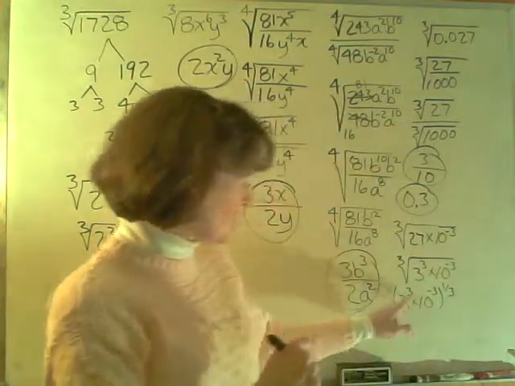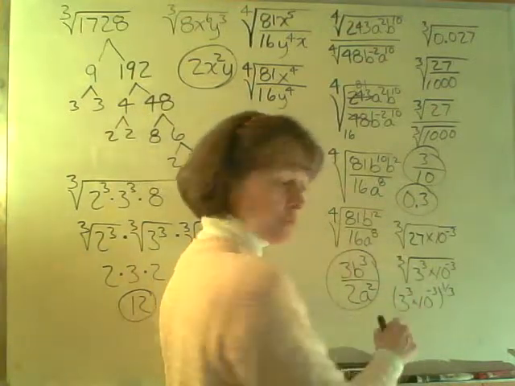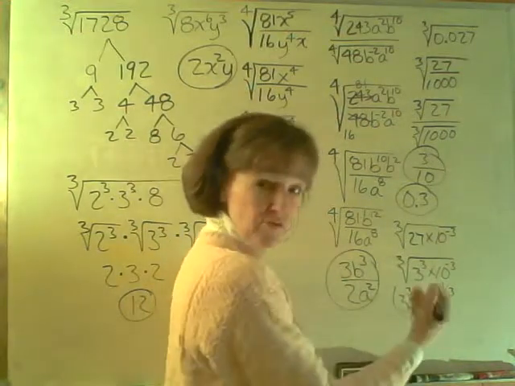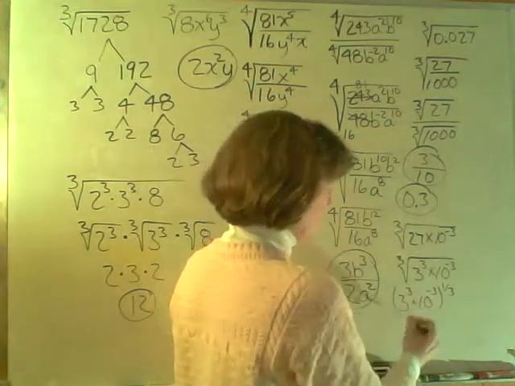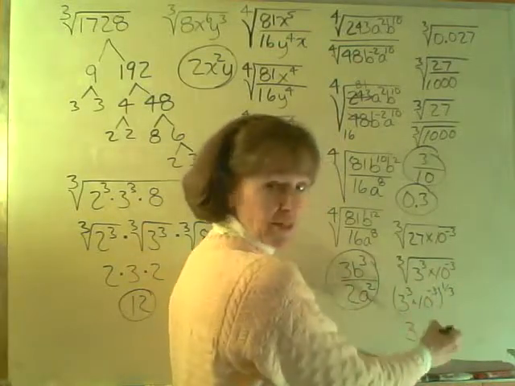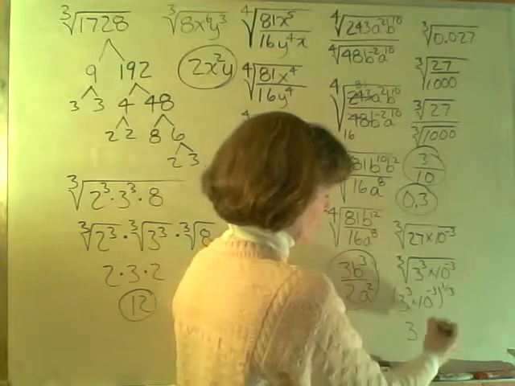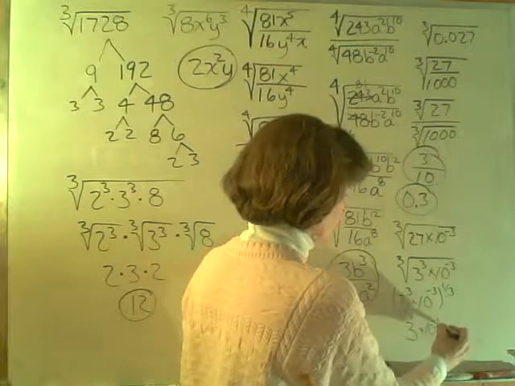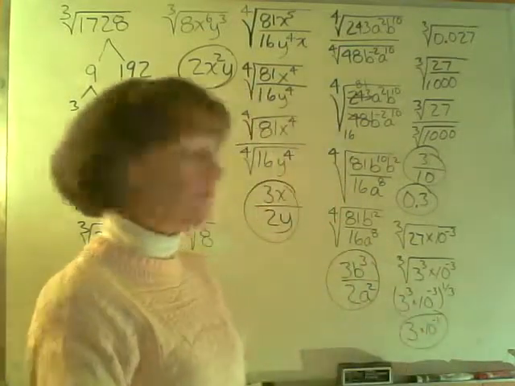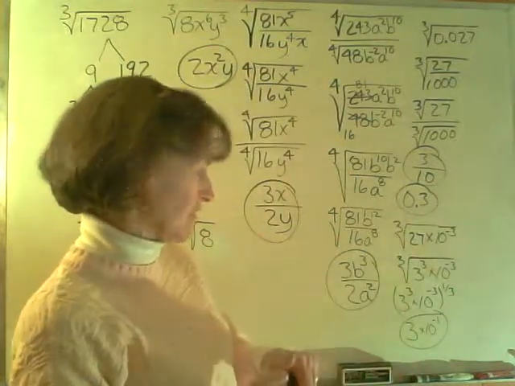Well, 3 to the 3rd raised to the 1/3 power. When I multiply these exponents, remember that's the exponent rule. When raising a power to a power, you just multiply the exponents. When I multiply 3 times 1/3, the 3's cancel, and I just get 3. When I multiply that negative 3 times 1/3, I get 10 to the negative 1. So I could write my answer this way. But 3 times 10 to the negative 1 is 0.3, so I could write it that way as well.